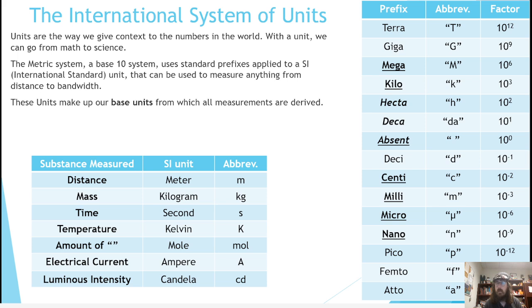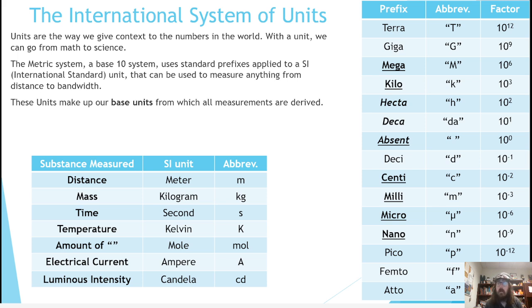Going down, deci is a tenth, centi, as in century, is a hundredth, and milli, as in millennium, is a thousandth. We don't really see the deci, but we do see centimeters all the time. We do see millimeters all the time. Then micrometers, jumping down by another factor of 1,000.